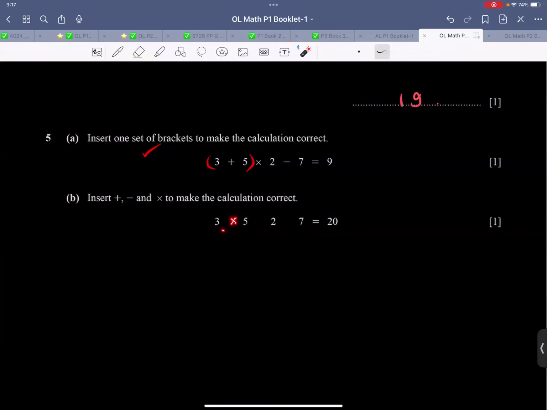What about 3 into 5 is 15? And 15 plus 7 is 22. 22 minus 2. Okay, so that makes sense. So this is 3 into 5. This is plus 7. This is minus 2. So that is 20. So this is about ordering.